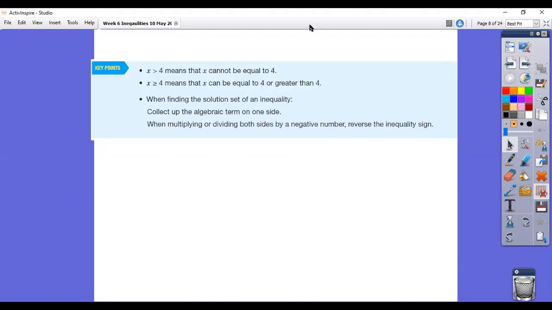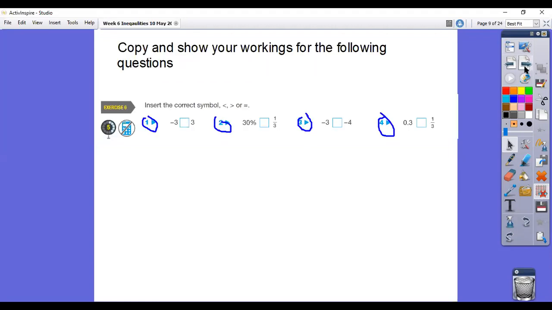So as I said, the key point is x is greater than 4 means that x cannot be equal to 4. x is greater than or equal to 4 means that x can be equal to 4 or greater than 4. And finally, for the solution set of an inequality, collect up algebraic terms on one side, and when multiplying and dividing by a negative number, reverse the inequality sign.